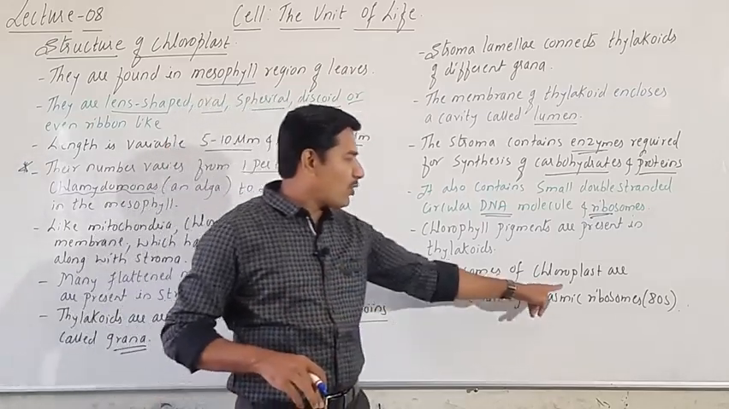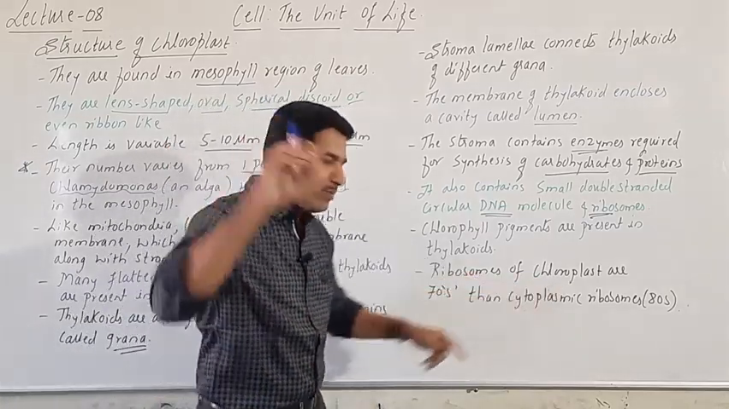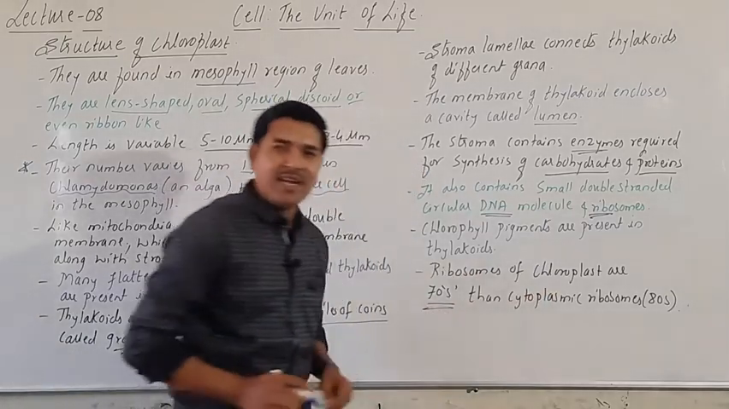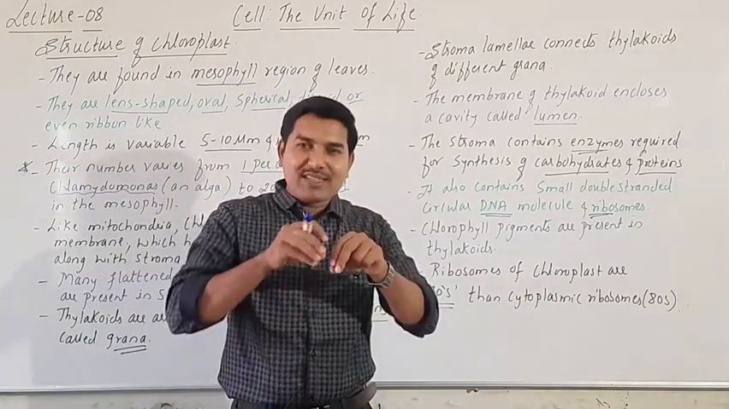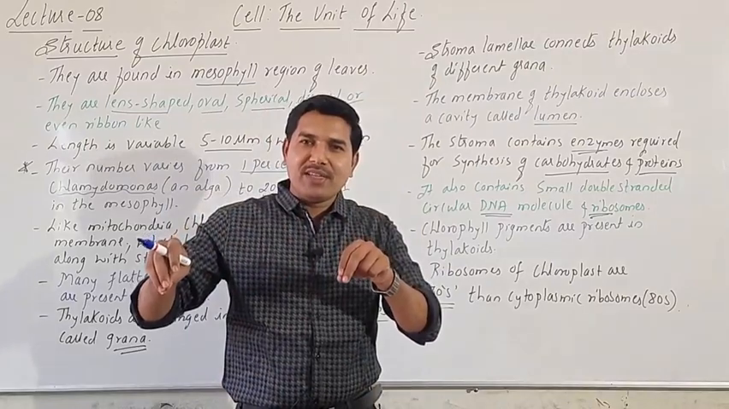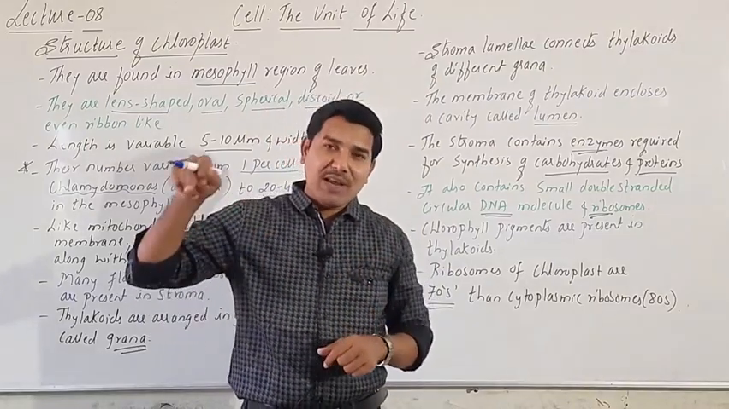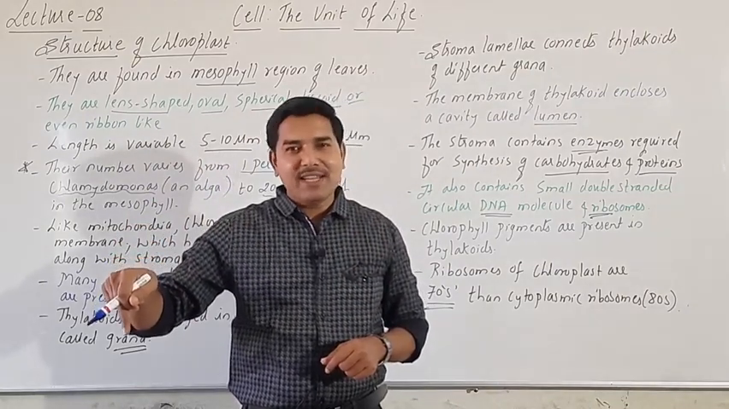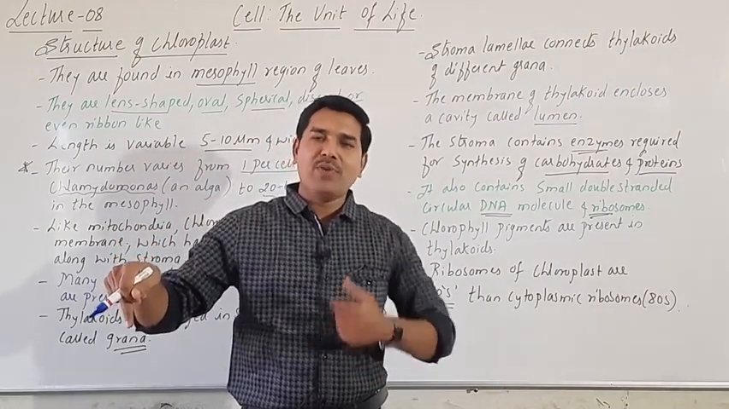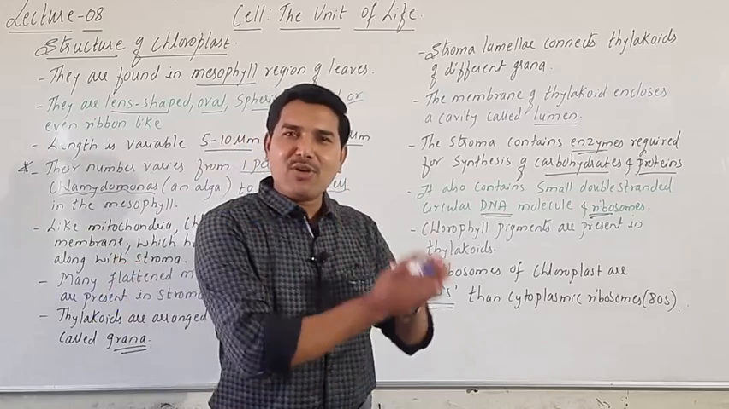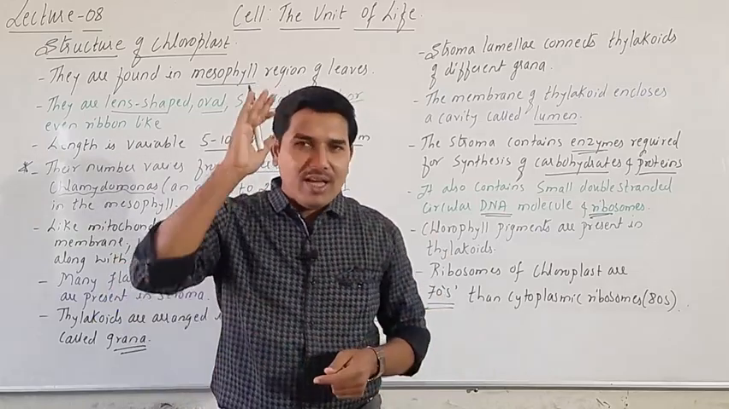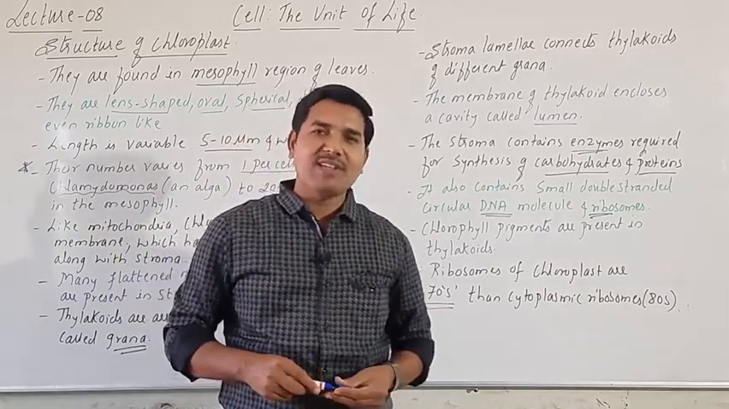Then ribosomes of chloroplast. How much are the ribosomes in chloroplast? They are of 70s. And the ribosomes present in the cytoplasm inside the plant cell, how much are they? They are 80s. That's why the cytoplasmic ribosomes are of 80s, meaning slightly bigger molecules. What they are, the next cell organelle that we are going to discuss is ribosomes only. So there we will see, right?